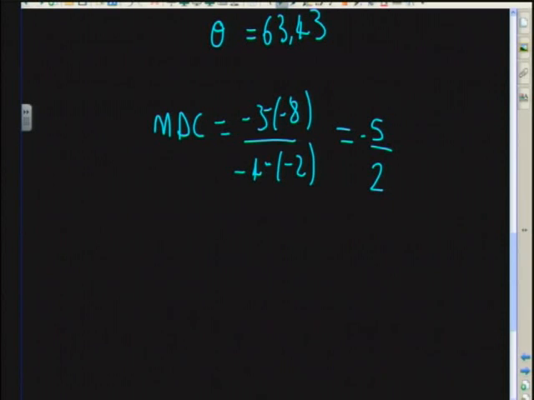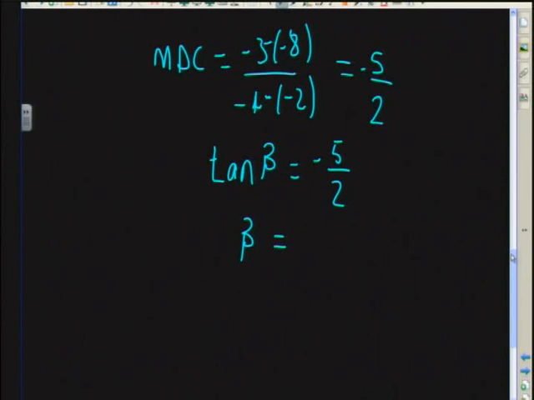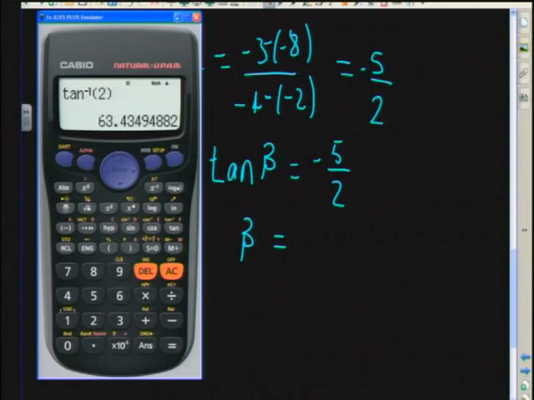Now I'm going to say tan of beta is equal to the gradient, which is negative 5 over 2. When we work out beta, remember, the negative just tells you which quadrant. So I'm going to say shift tan of 5 over 2.